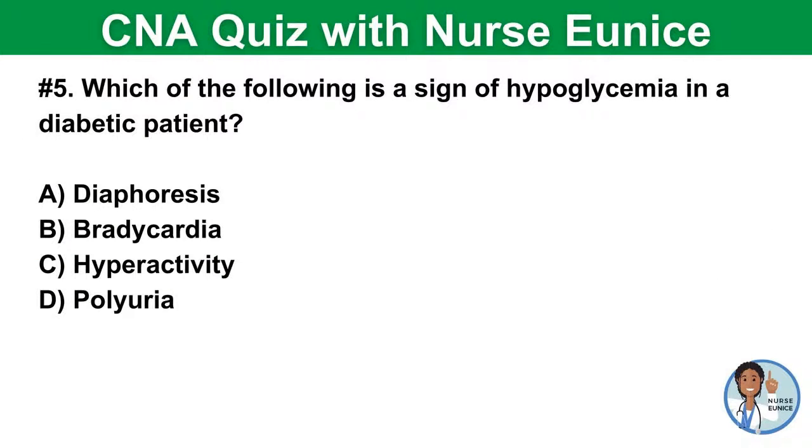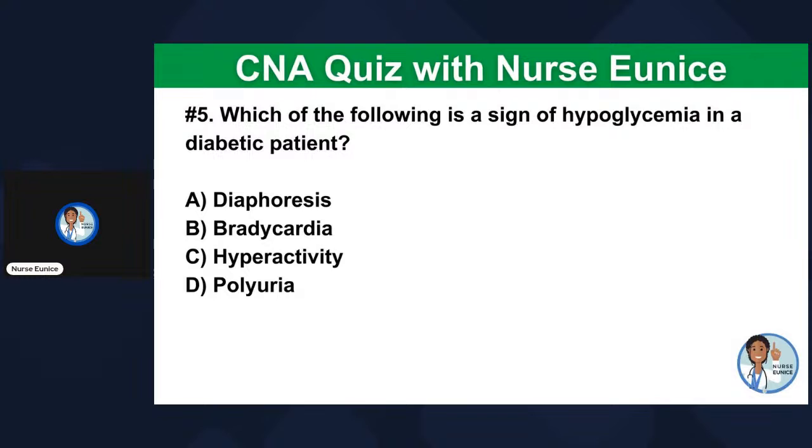Number 5, which of the following is a sign of hypoglycemia in a diabetic patient? Diaphoresis, bradycardia, hyperactivity, or polyuria? I think you all are looking this one up. I don't see too many responses for this one. I got you thinking hypoglycemia.